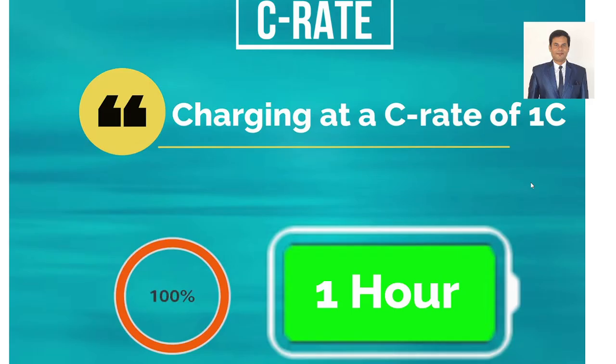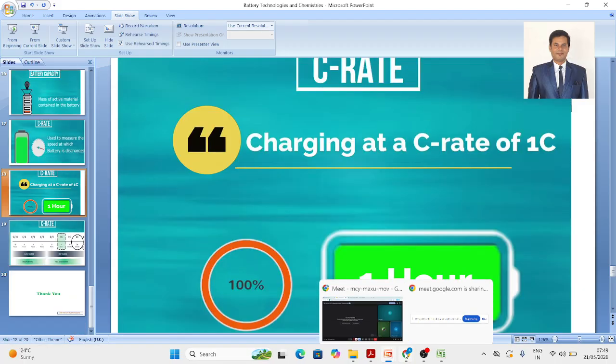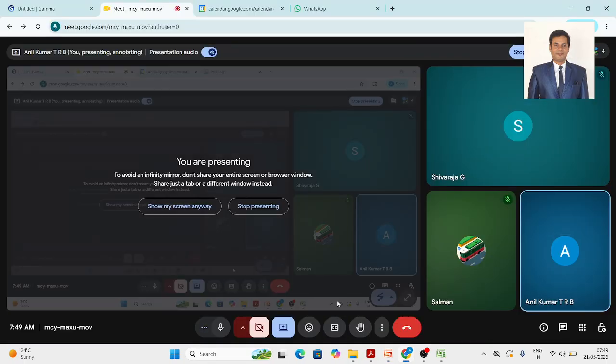It will take 1 hour to charge fully, for 100%. Then we say the C rate is 1, charging at the C rate of 1. If for the same battery, other batteries take 2 hours to charge to 100%, fully charged, then the C rate will be different. The C rate depends upon how much amount of charge is stored and retained in the batteries. That is how the battery rates can be identified. Is it clear to you?